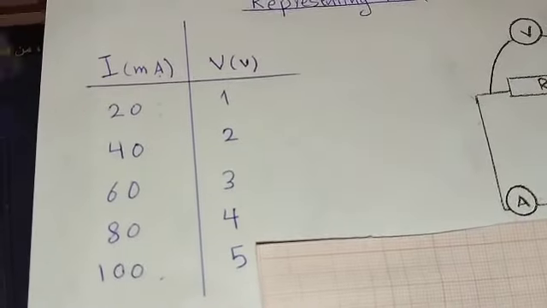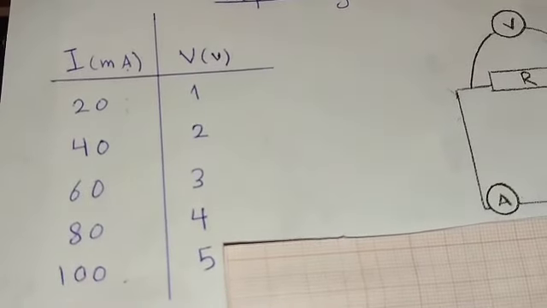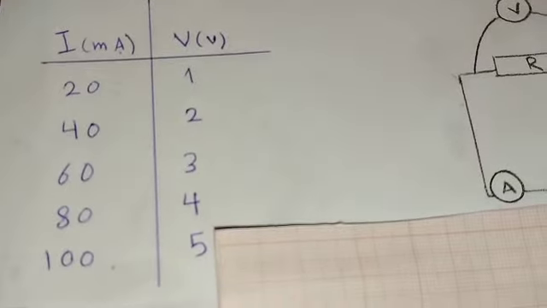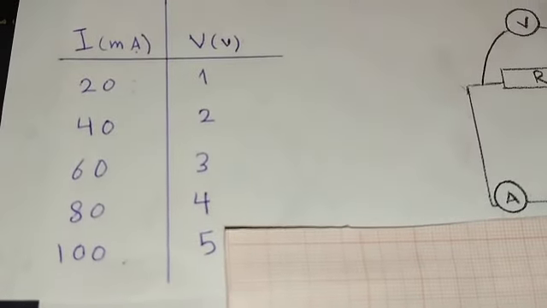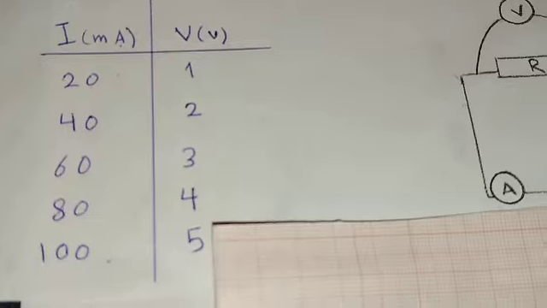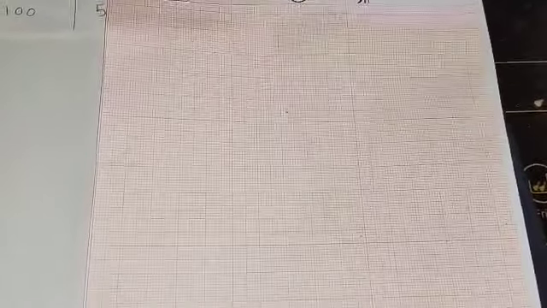As you can see here, for 1 volt I will get 20 milliampere, 2 volts I will get 40 milliampere, 3 I will get 60 milliampere. And now I will take this data and see how I can plot this data on a millimetric paper like this one.